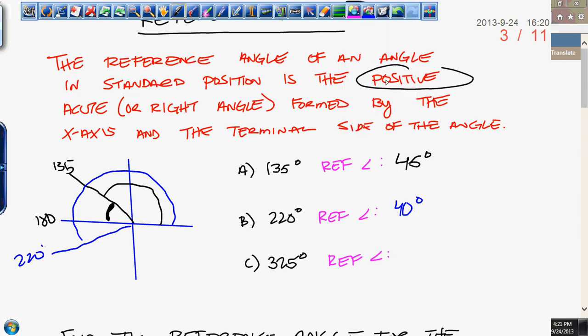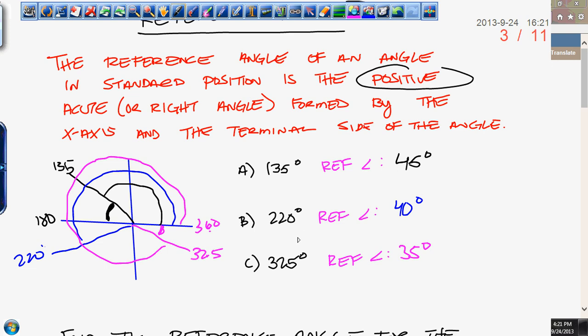And then my last one, 325. Now remember, this is 360, so I'm going all the way around, counterclockwise because they're positive, to 325, somewhere around there. So if that's 325, I'm trying to find this angle. From 325 to 360, that would be 35 degrees. I know I went over that quickly. Go ahead and watch it again if you need to.